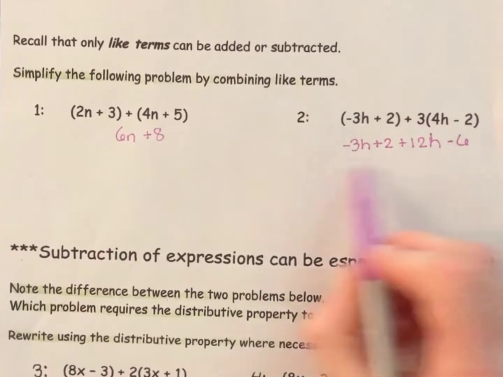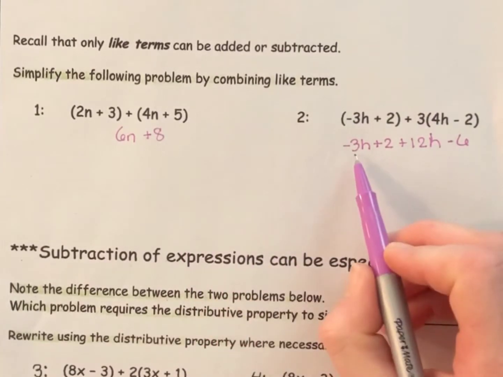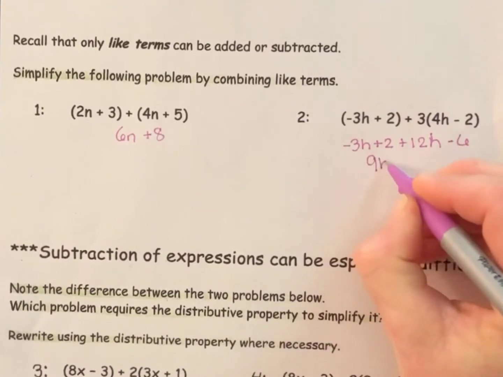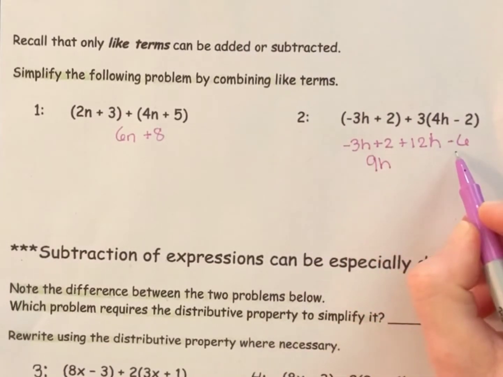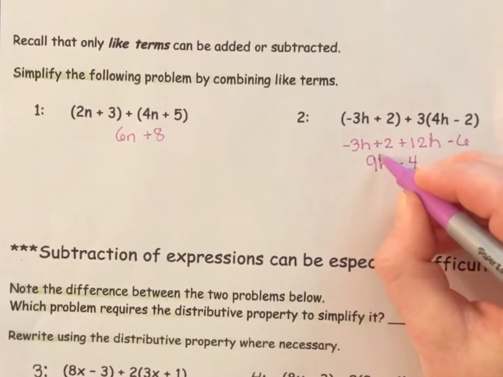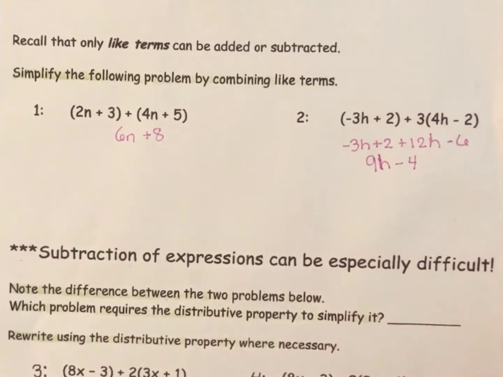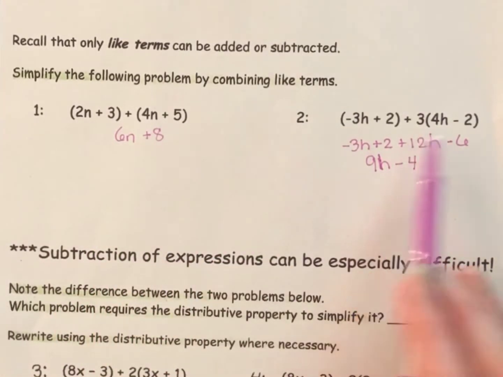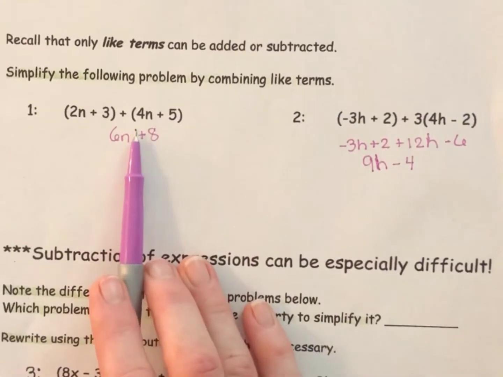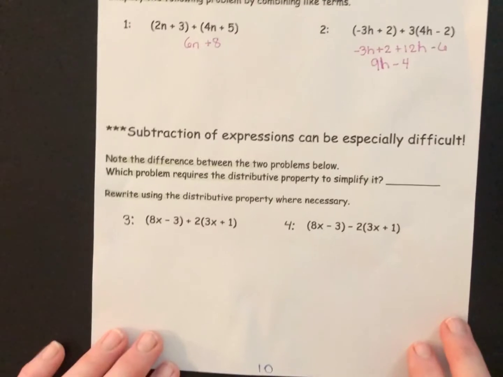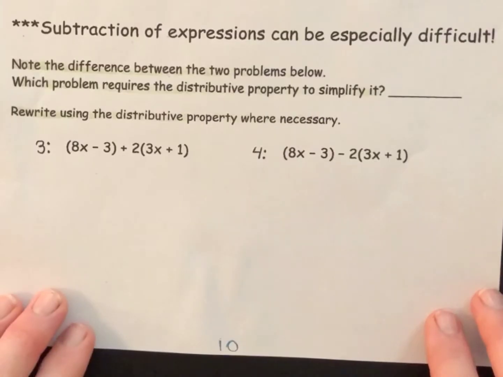Now I see I've got some like terms to combine. Negative 3h and 12h gives me positive 9h. Positive 2, negative 6 gives me negative 4. 9h minus 4. The difference is this one required distribution and this one did not. Now, these are adding. Come down here and look at the next 2.